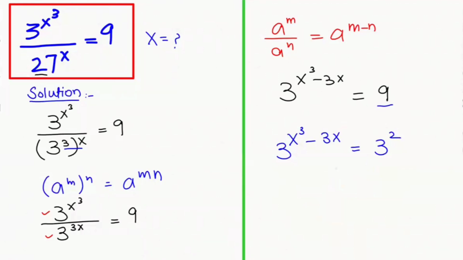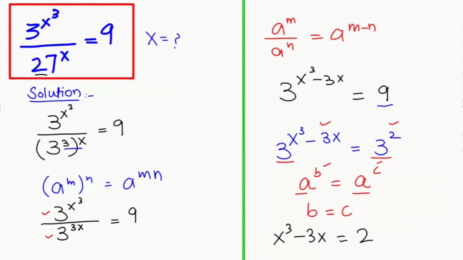Here I am going to use the exponential rule, that is if a to the power of b is equal to a to the power of c, and we have the same base, then we can equate the powers: b is equal to c. So same as here, we have the same base, so we can equate the powers. We can write x cubed minus 3x is equal to 2. Now next, I am going to take this 2 to the left-hand side. So the equation we get is x cubed minus 3x minus 2 is equal to 0.